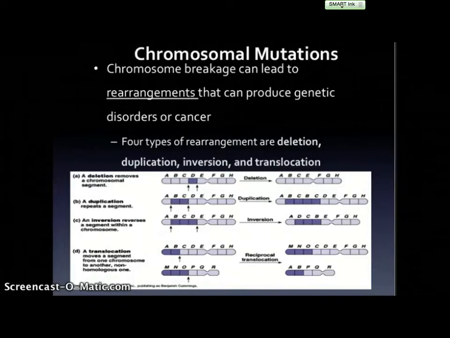Chromosomal mutations, this is when an entire chromosome is going to have a problem. So here the chromosome can break and lead to a rearrangement that produces genetic disorder or even cancer. So there are 4 different types of rearrangements. We can have deletion of one gene or several genes or just a piece. We can have duplication where there's a part that's repeated. We could have an inversion where the genes are flipped. So you can see here how they're flipped around. Or even translocation, where they end up on a different chromosome.